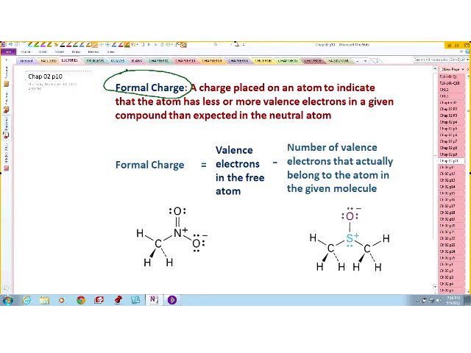So, formal charge is that charge that you place on an atom in a stable molecule, or in any given molecule, to reflect the fact that the valence electrons, the electrons that surround the atom, are different from the valence electrons of that atom in its natural state. Okay, what do I mean by that? Let us look at this molecule here. This is nitro.